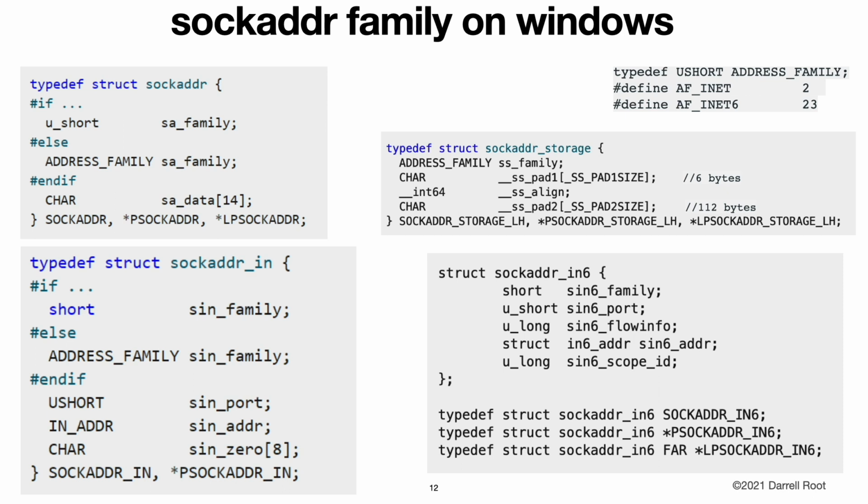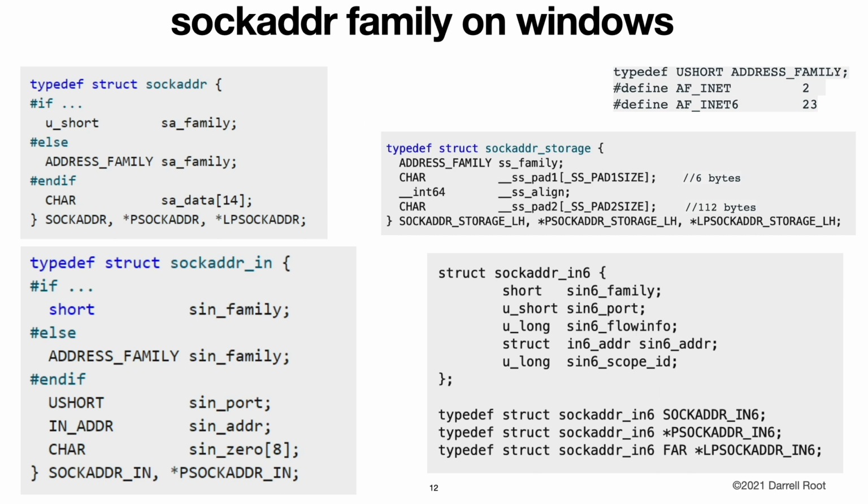And then it has the IP version 4 address, which is 4 bytes, 32 bits. And then it has 8 bytes of zeros to use up the rest of the space. So this is a sockaddr_in for an IPv4 data structure. The problem is that when IPv6 came out, the IPv6 sockaddr would not fit inside this data structure.